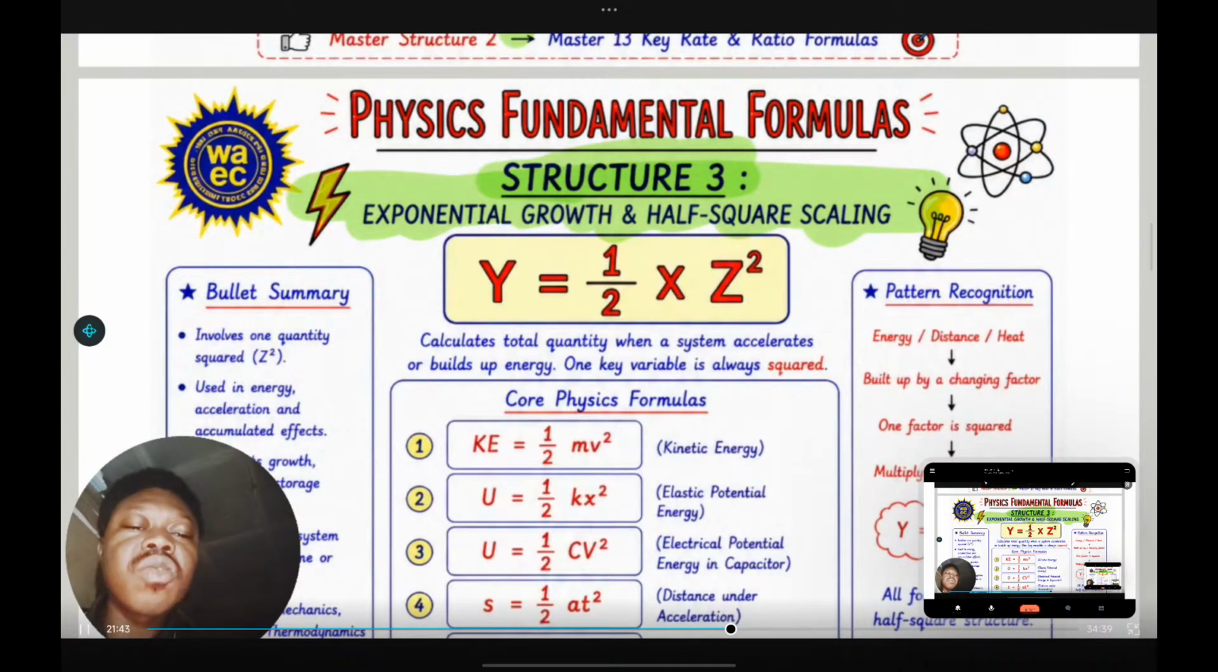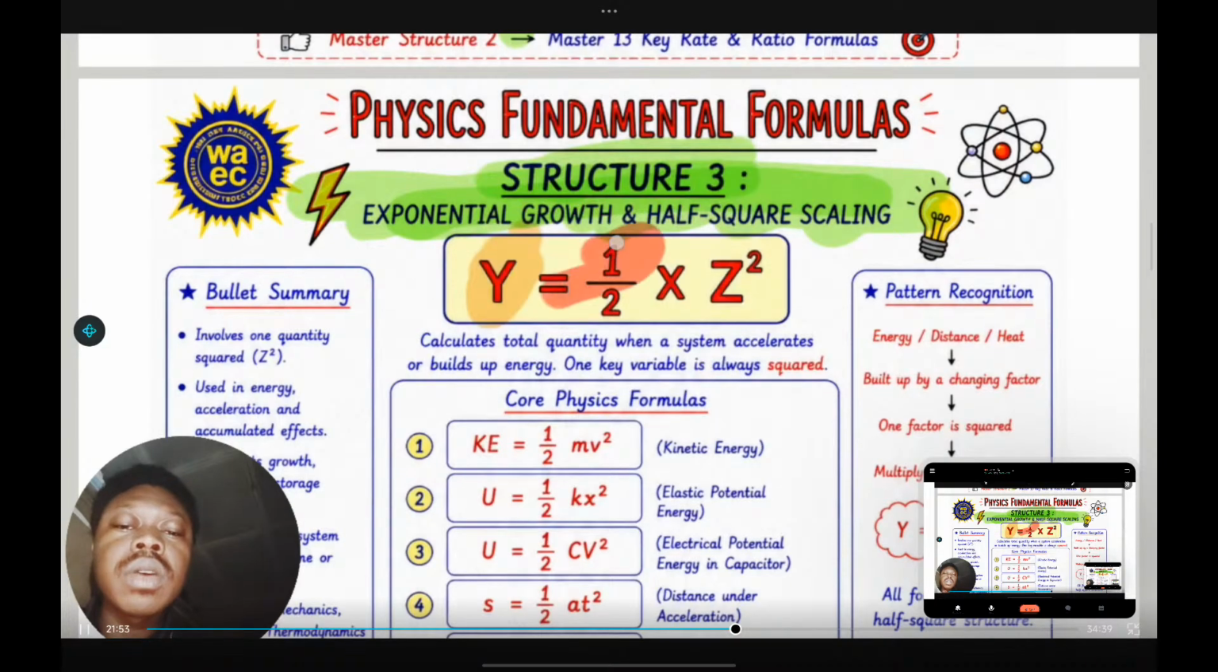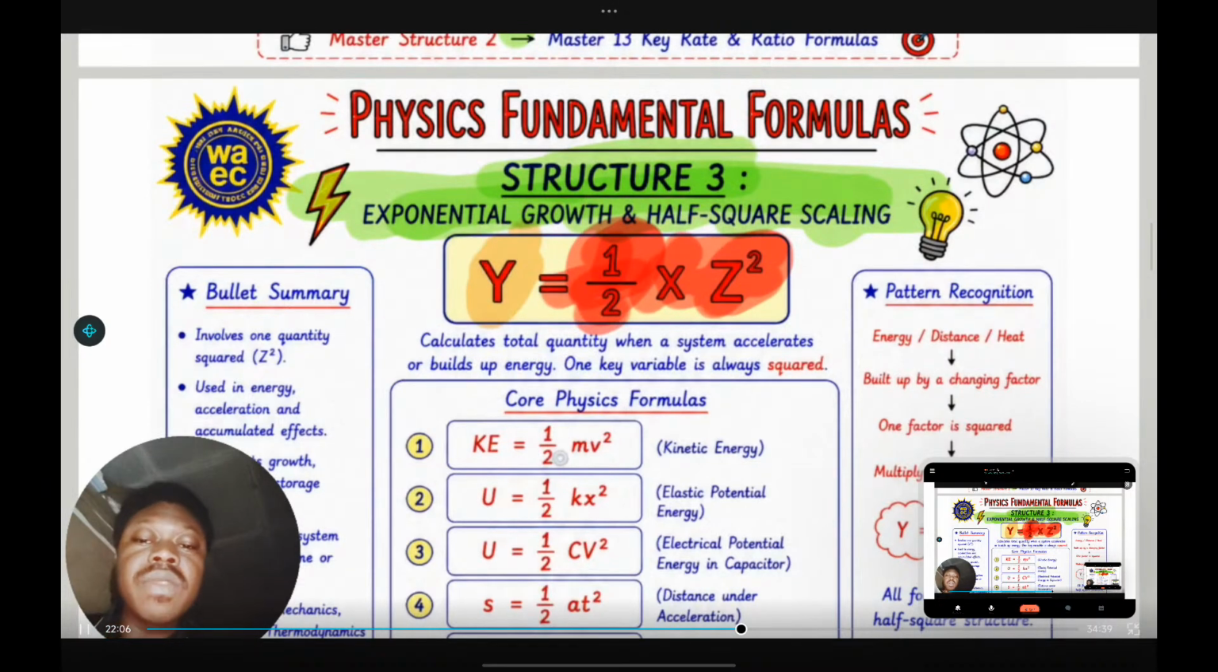Exponential growth and half square scaling. How is this being operated? This is operated in the form of y equals 1 over 2 multiplied by z squared. This is the structure of this.